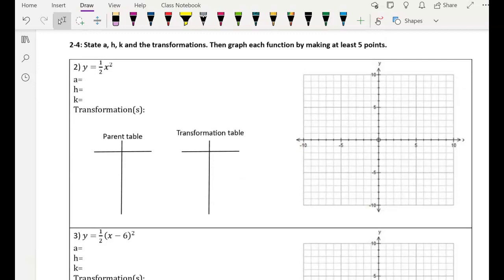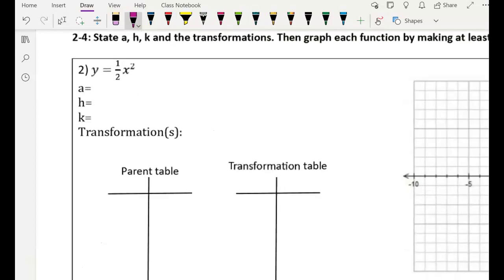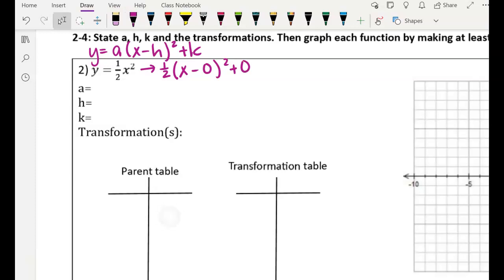So example 2 to 4 says state the A, the H, and the K, and the transformation. Then graph each function by making at least 5 points. Remember, your vertex form is y equals a times x minus h squared plus k. As you can see, I don't see anything behind the x squared. So if we were to write it like this, it's going to be half x minus 0 squared plus 0. So the h and the k are both going to be 0, but the a is going to be a half. Okay, so half, 0, and 0.